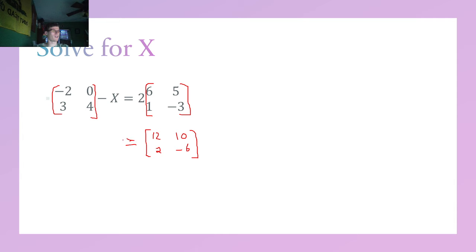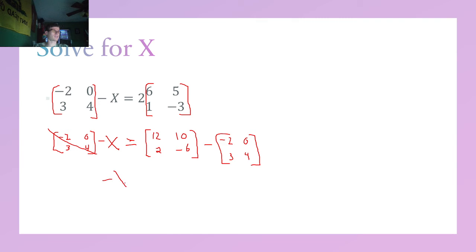And we have our minus x, and then our other matrix. So in order to isolate x on its own side, I have to subtract this matrix from both sides. If I subtract this matrix from itself, it cancels itself out. So that means we're subtracting the same matrix on the other side. All right, so we're doing that.